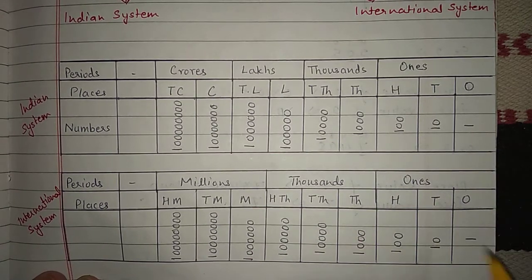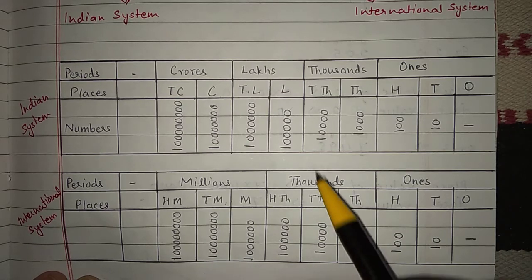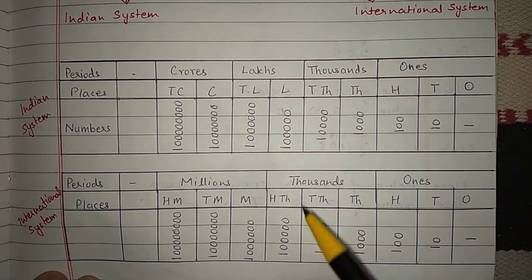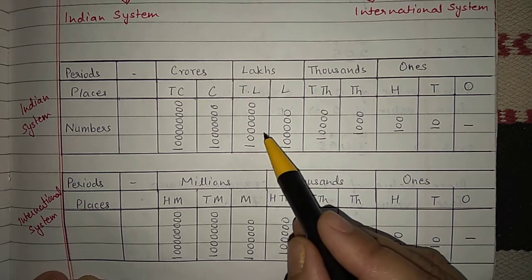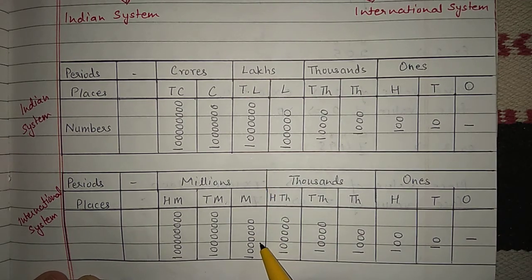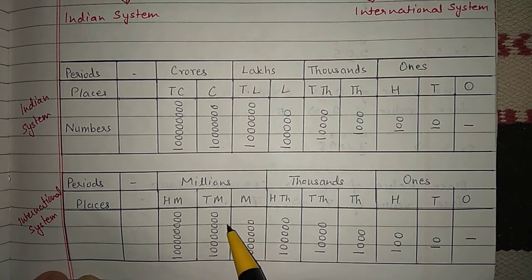With the help of these two tables, you can compare both the systems. So, if we want to compare, 1 lakh is equal to 100,000. 10 lakh is equal to 1 million. 1 crore is equal to 10 million. Like this, we can compare both the systems.